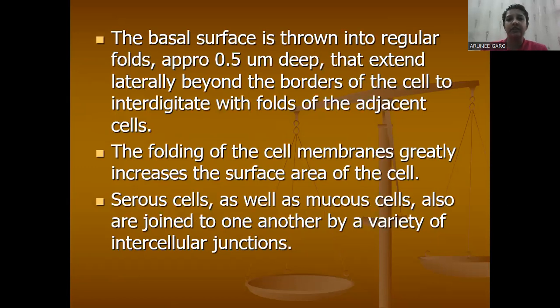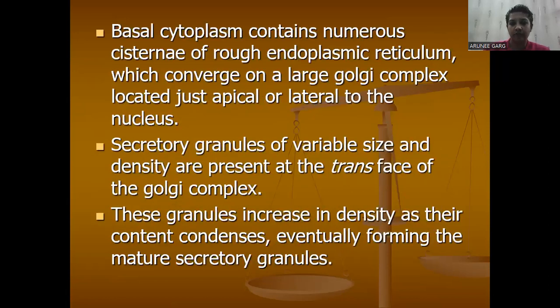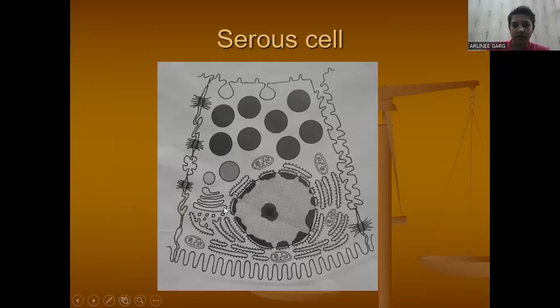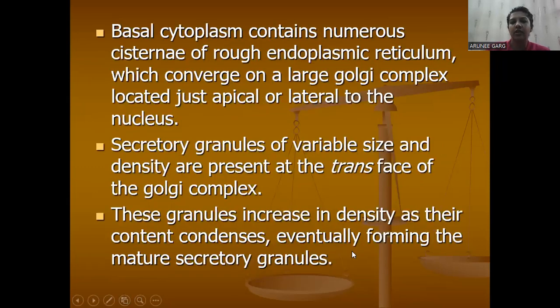The basal surface is thrown into irregular folds approximately 0.5 micrometer deep that extend laterally beyond the borders of the cell to interdigitate with the folds of the adjacent cell. The folding of the cell membrane greatly increases the surface area of the cell. You can see the folds here at the base of the cell. These are the folds. This increases the surface area of the cell.